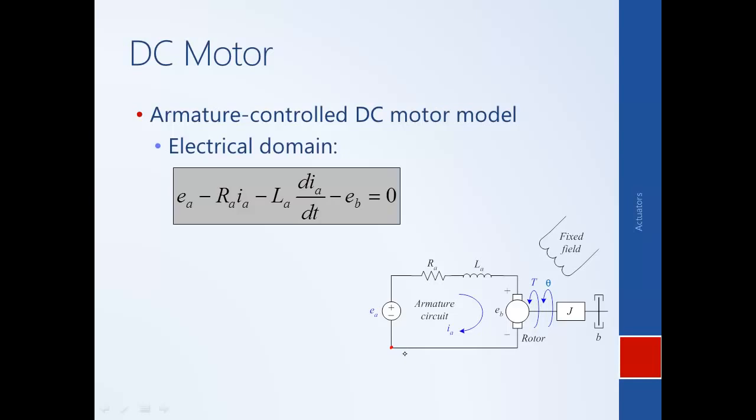And so, since voltage is a potential difference, the voltage around a circuit, the difference in voltage between a point and the same point, is 0. So that brings us there.